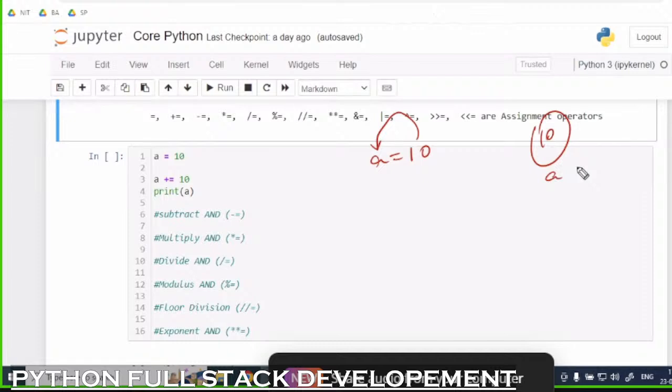Next, if you write A into equal to 4, what is the meaning of this? A is equal to A into 4. That is 10 into 4. That is 40.